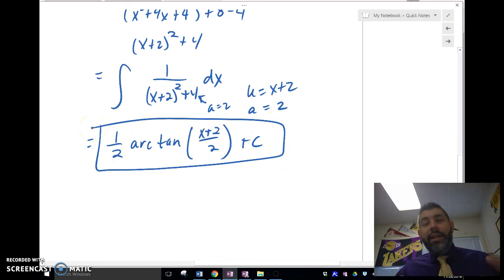So again, not an integration by parts, but I throw that in because it was there, and I want to make sure you knew how to do that.